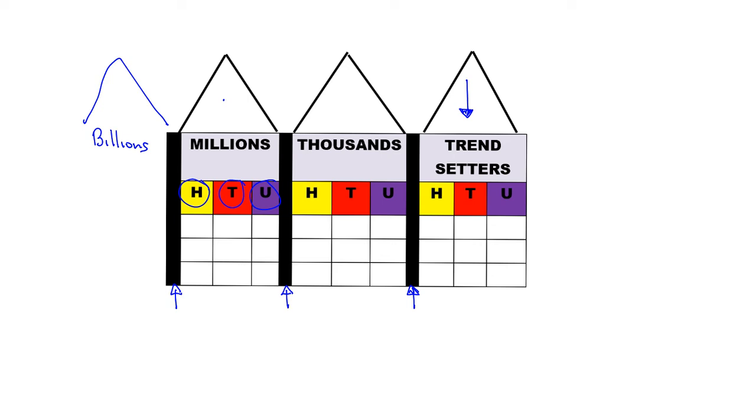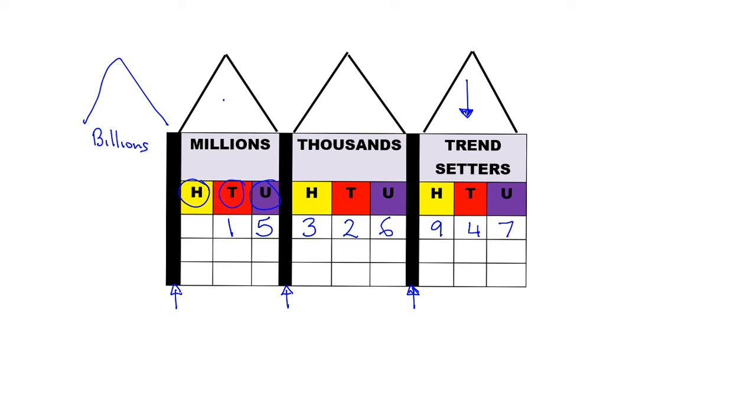15 actually doesn't have any hundreds, but it has 1 ten and 5 units. So that's the 15 million in the millions house. Then go to the thousands house. We have 326,000. So our 3 goes in the hundreds house, 2 in the tens, and the 6 in the units house. Then we need to go to our trendsetter's house, where we have 947. 9 in the hundreds, 4 in the tens, 7 in the units.